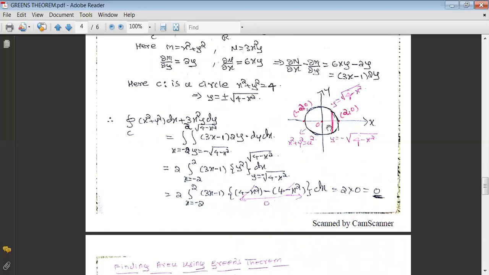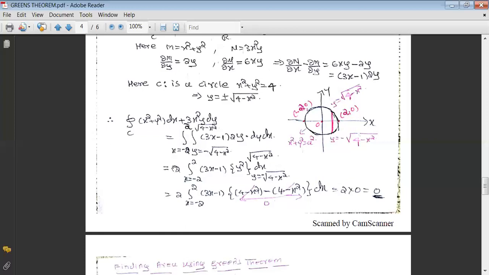In order to cover this region, this strip has to start its journey at this point and it has to end its journey at this point. At this point, x is minus 2. At this point, x is plus 2. Okay, that we have written as the limits for y and x.